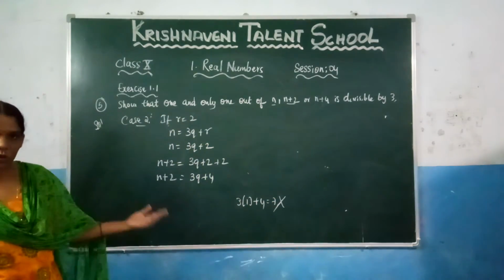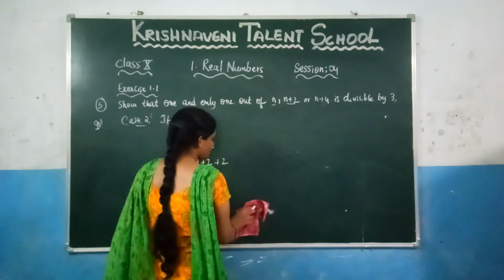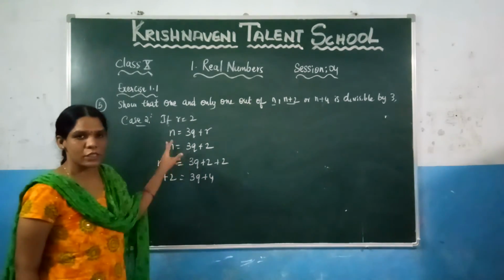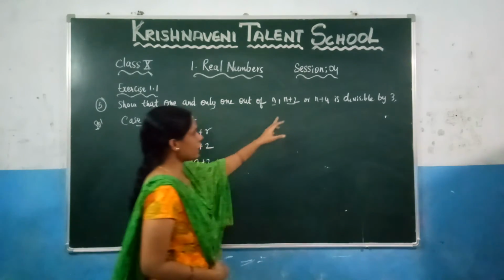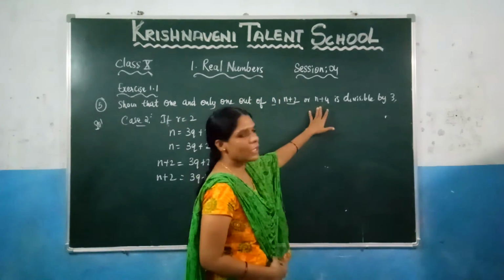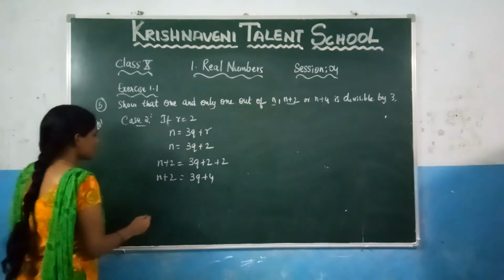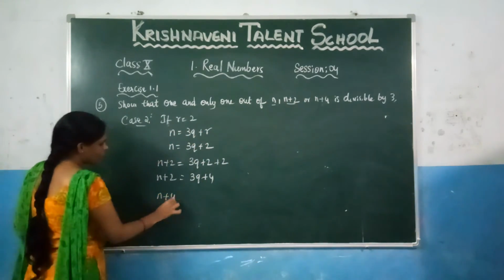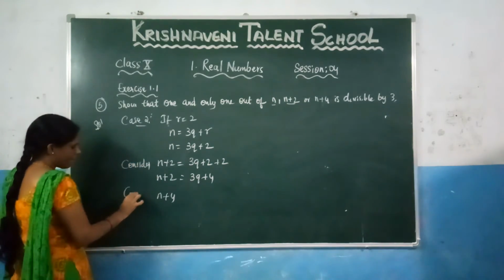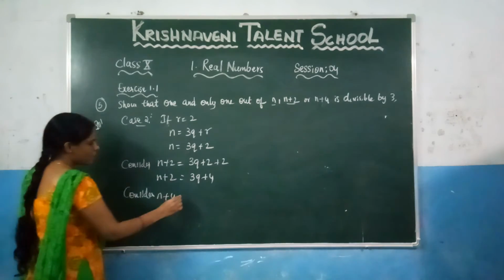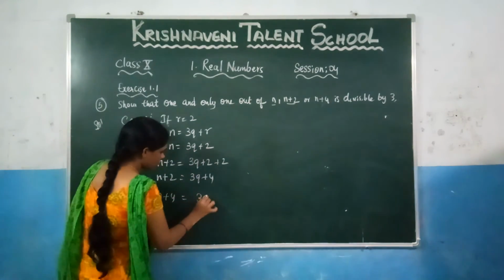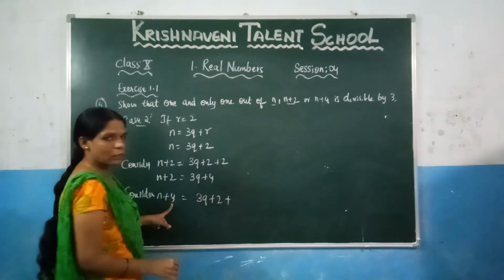Now you have to go for the other case. We have checked whether n is divisible by 3 or not. It is not divisible, so we went to n plus 2. This is also not divisible by 3. Now check for n plus 4. So consider here now n plus 4. I am writing here consider n plus 4. So what is the value of n, which is nothing but 3q plus 2, and what is there here, which is 4.